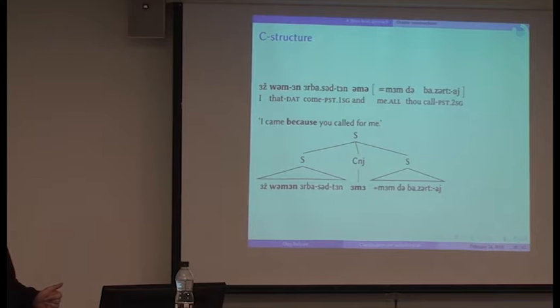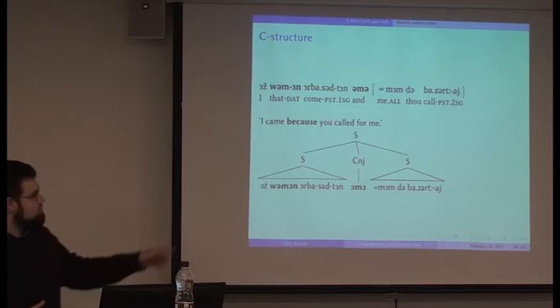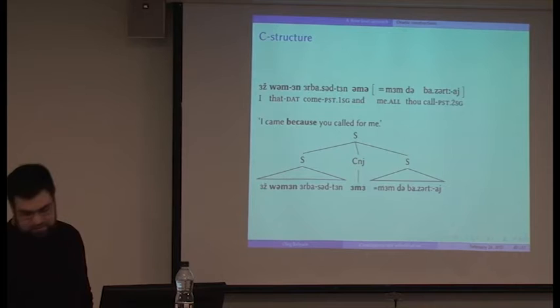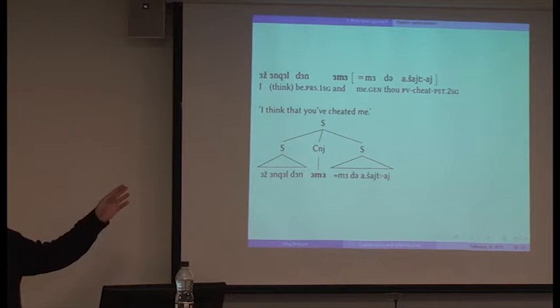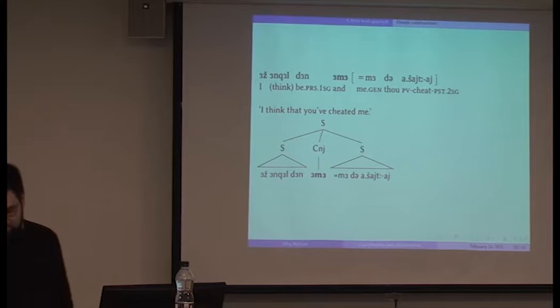And this illustrates the analysis. So for C-structure, we assume for the causal construction a symmetrical structure like shown on the slide. And the same structure we assume for the complement construction. So the complement clause is, in syntax, in C-structure terms, merely coordinated with the main clause. They're simply at the same level.